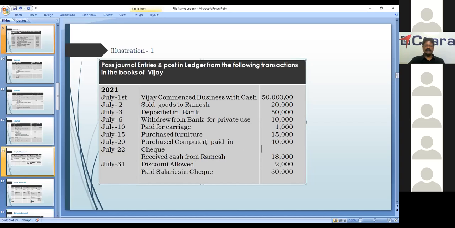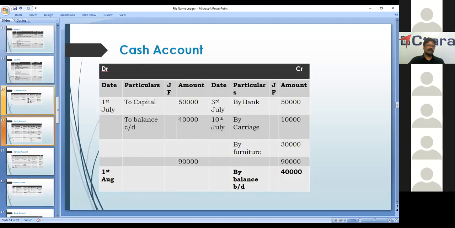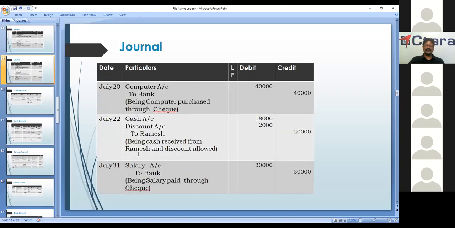What are we receiving? Cash. Okay. Who is the giver? Ramesh. Right. So cash account debit, how much? 18,000. Discount allowed is 2,000. Ramesh account is 20,000. Okay. See here. Cash account debit 18,000. Discount allowed is 2,000. And then Ramesh account credit 20,000.